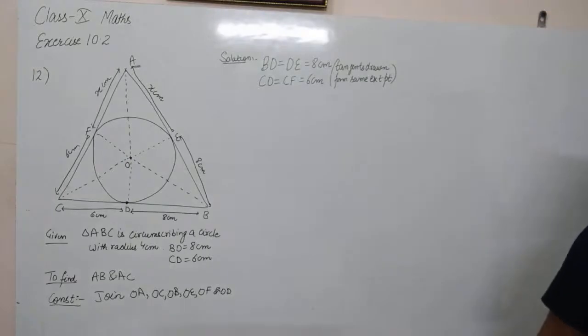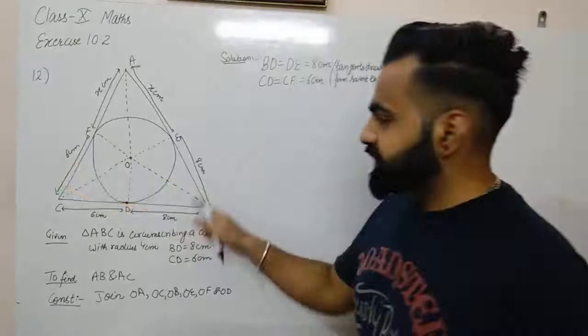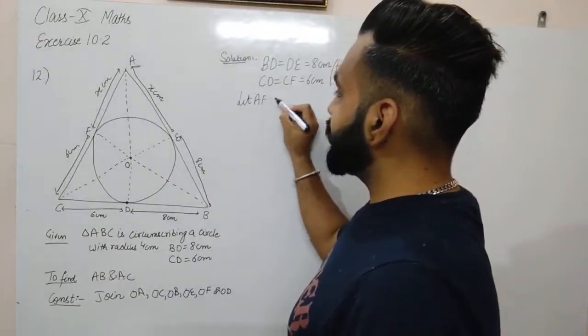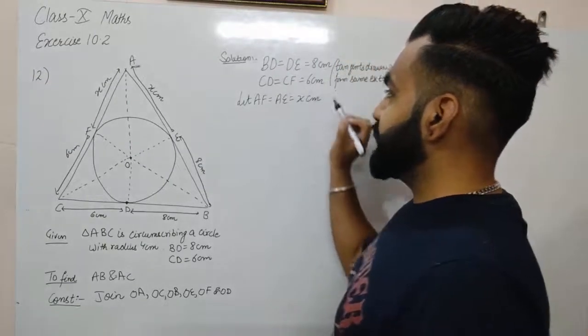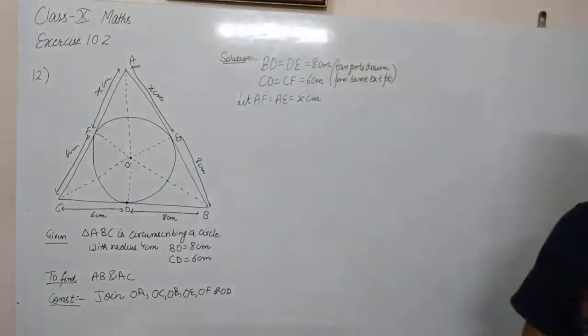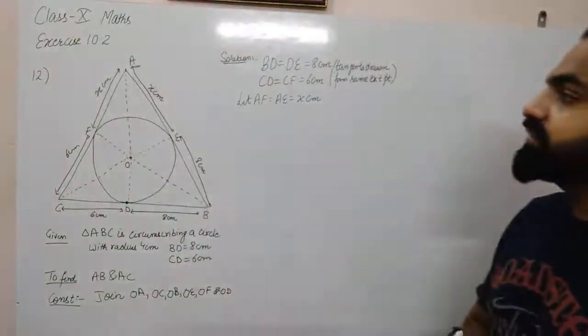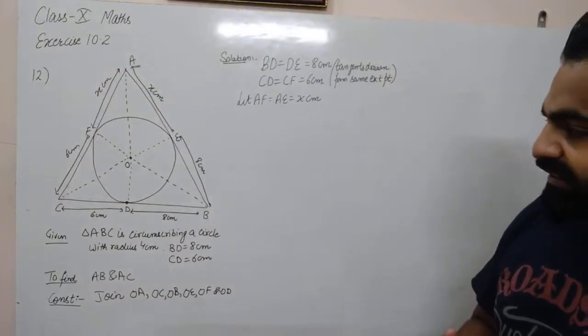Tangents drawn from the same external point are equal. So if this is 6, this is also 6; this is 8, this is also 8. And let AF equal AE equal x centimeter. These two will also be equal to x, because these are also tangents from the same point A. So now we have to find the length of AC and BC.